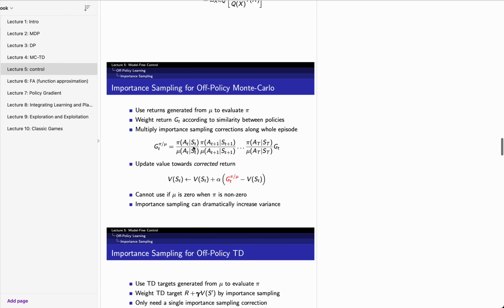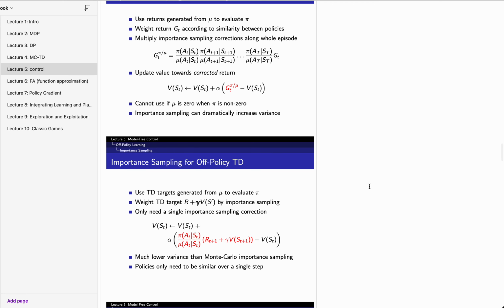As you can see here, because it's multiplying the ratios at all the time steps, each time step will have a variance, and you multiply these variances all the way up to the terminal. So off-policy Monte Carlo will have very, very big variances. So in practice, I think it's not used very often.